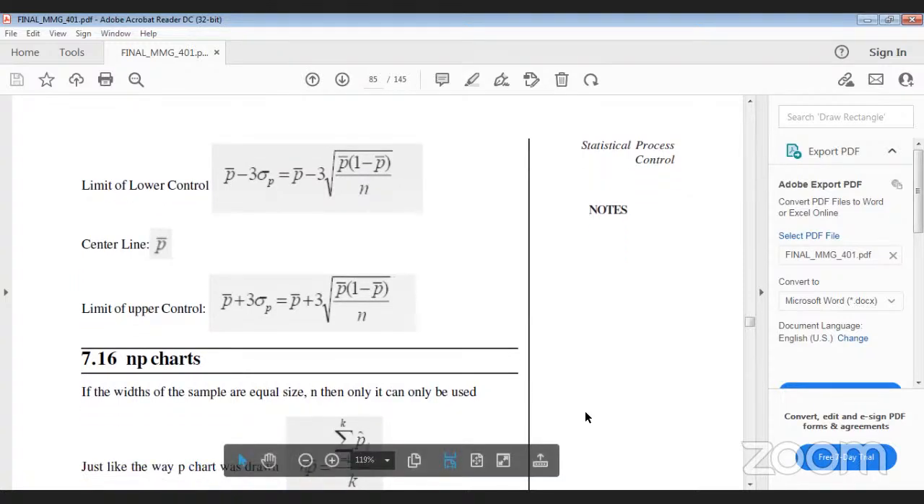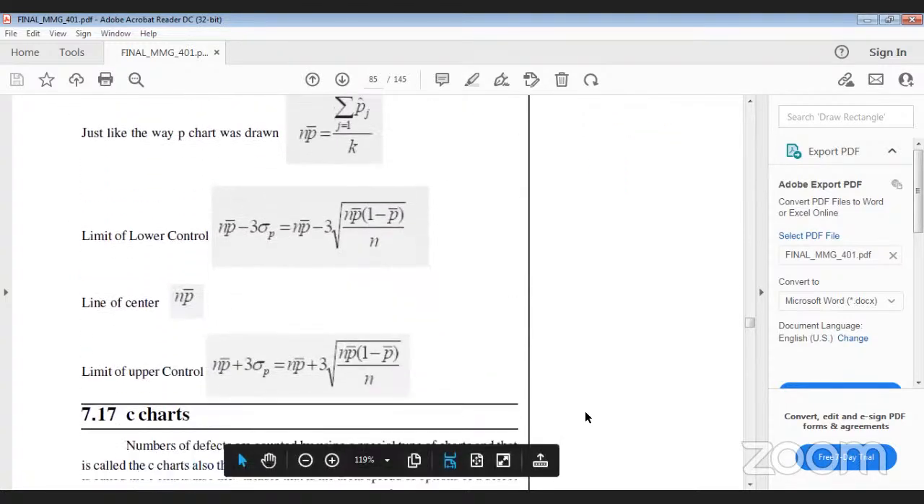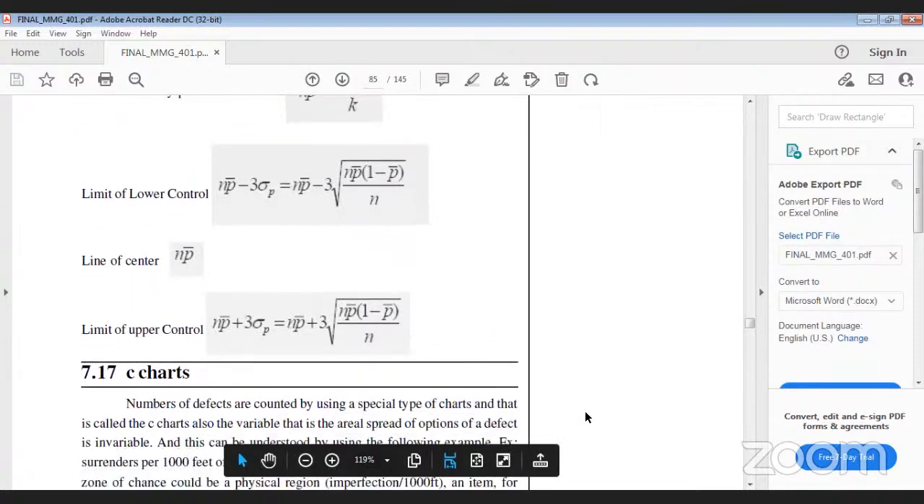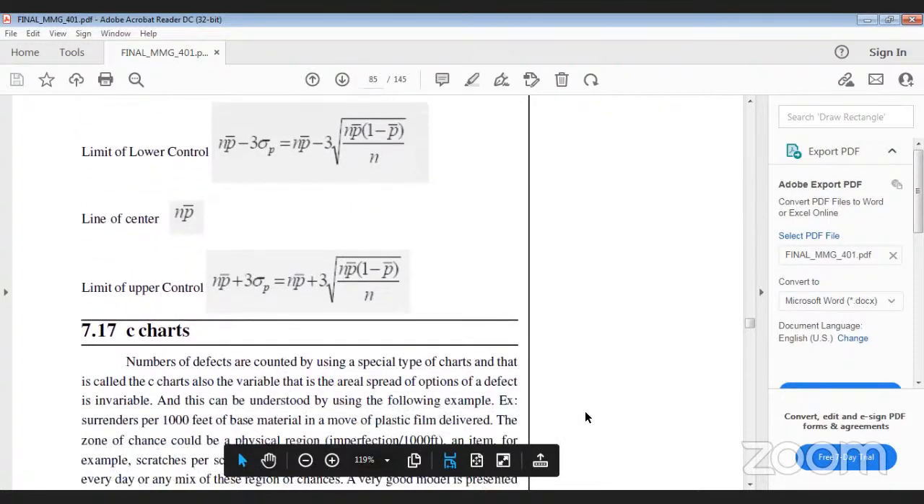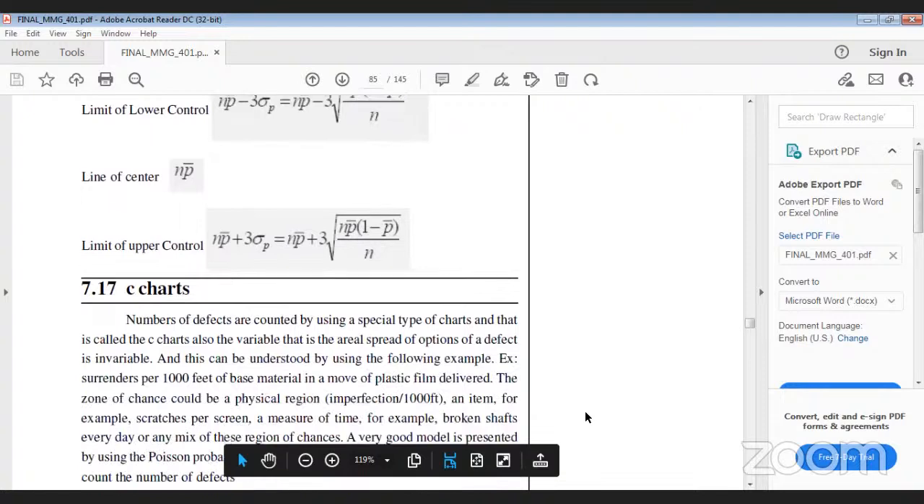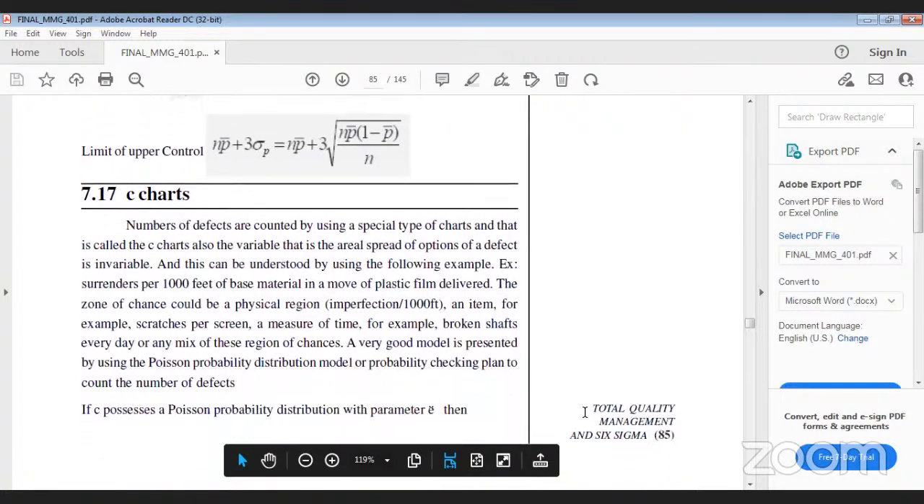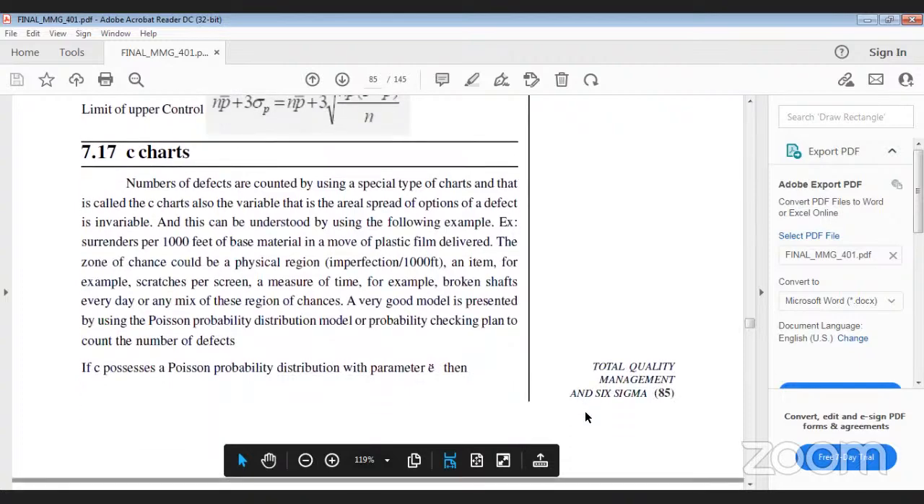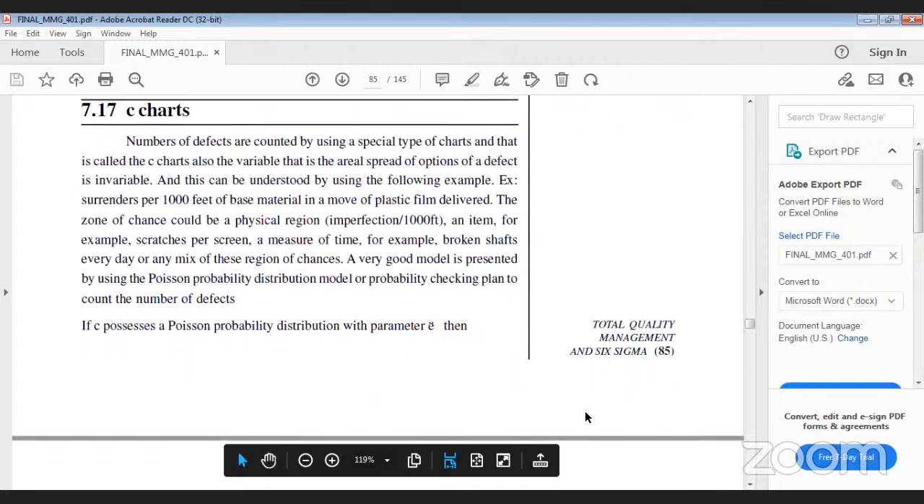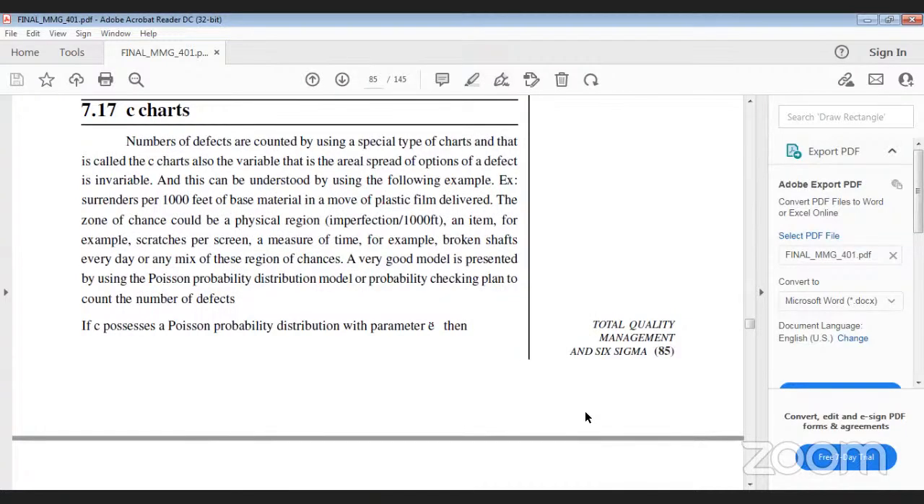There is a C chart given here. The number of defects is counted using a special type of chart called the C chart, where the rate of occurrence of defects is invariable. This can be understood using the following example. Examples are 1000 feet of base material or plastic film.